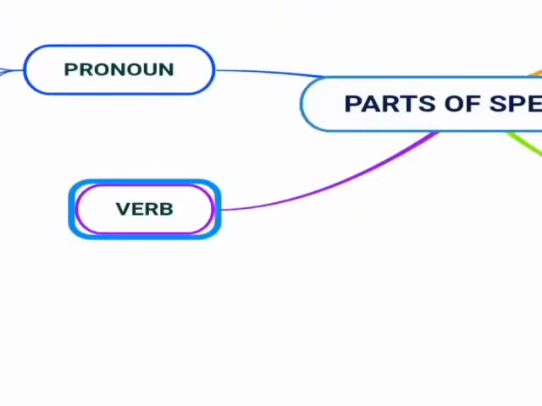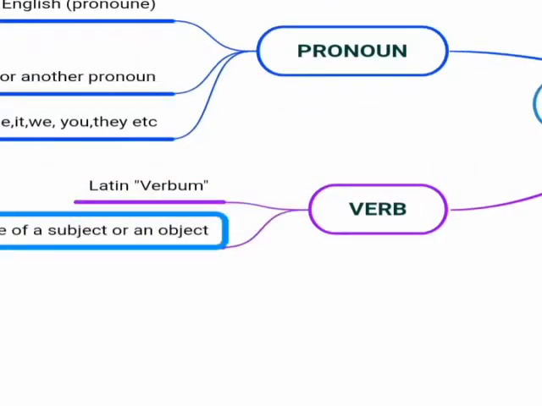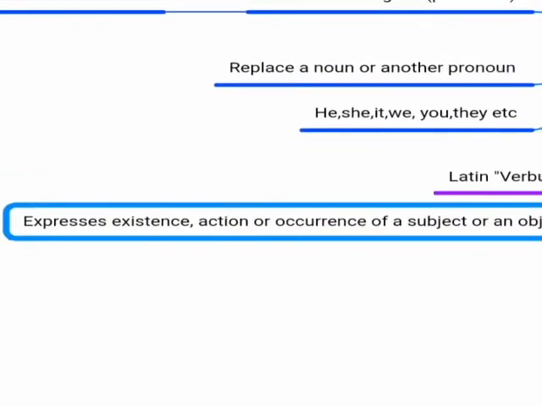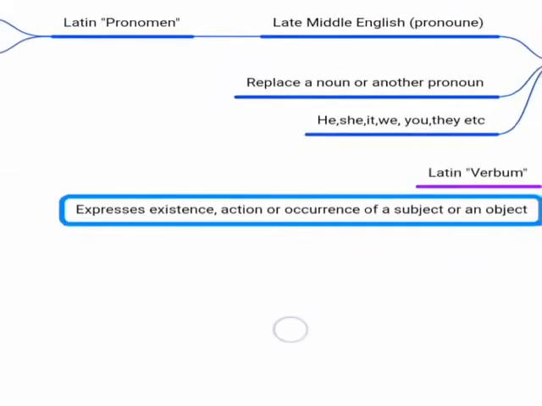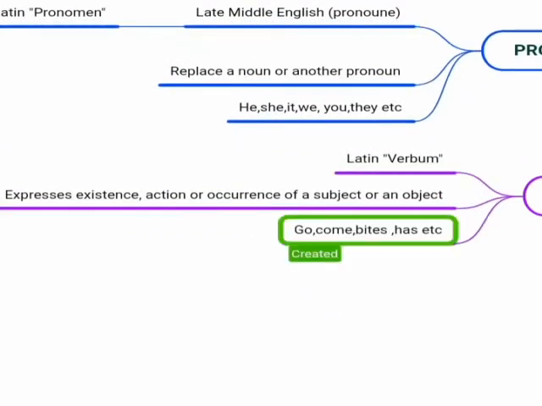The next part of speech is verb, which comes from the Latin word verbum. It is used to express existence, action, or occurrence of a subject or an object. For example, go, come, bites, has. In a sentence, we use go as a verb, come as a verb, bites as a verb, has as a verb.